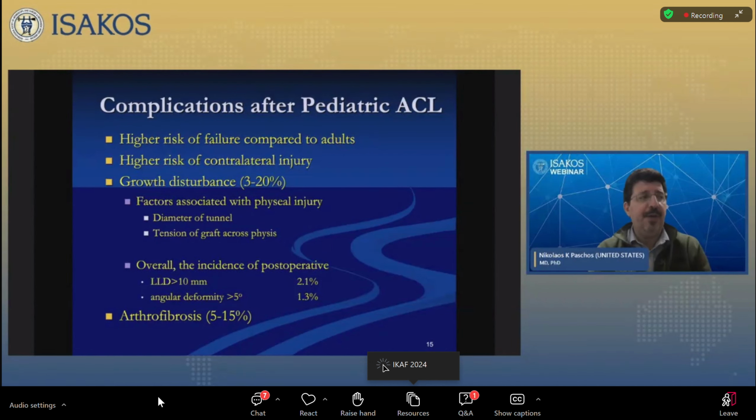Complications, obviously, they fail more, but they fail more on the other side, so they have the higher activity level. Growth disturbance is something that happens, and you need to monitor and you need to follow up these patients. As Matt said, it is not traumatic, dramatic, but in any technique you can have growth disturbance. And arthrofibrosis is something that you see, so you need to be careful for these patients.